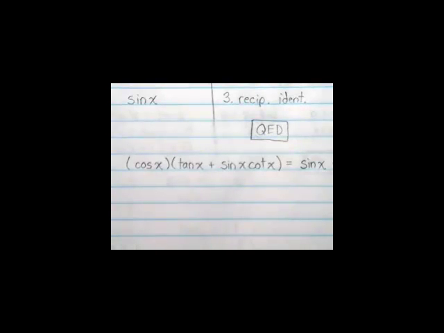We're going to prove that cosine x times tangent x plus sine x times cotangent x equals sine x plus cosine squared x. All right, so what do you think should be the one we start with? The left-hand side, yeah, for sure.